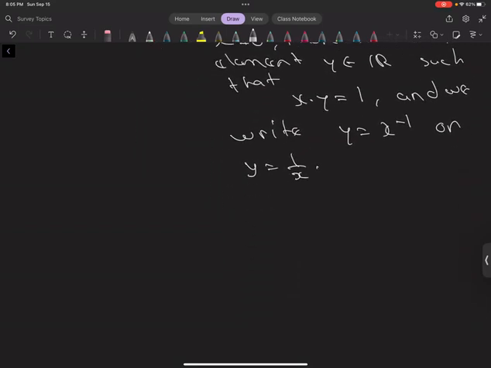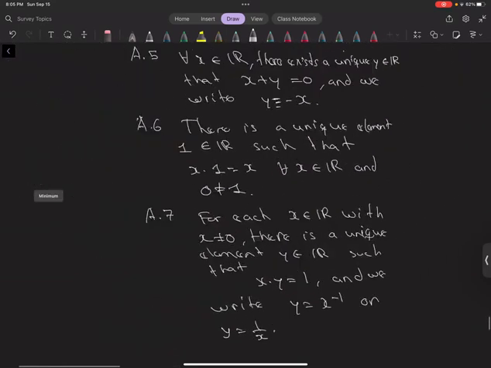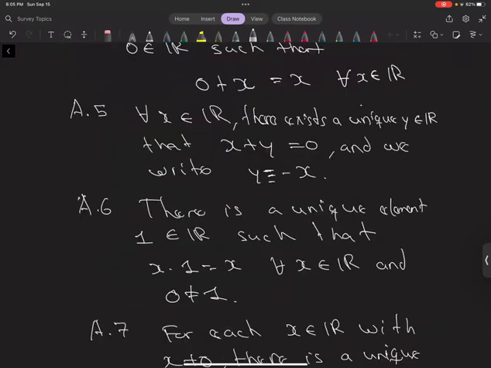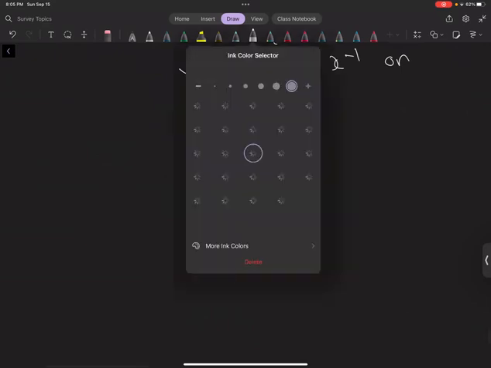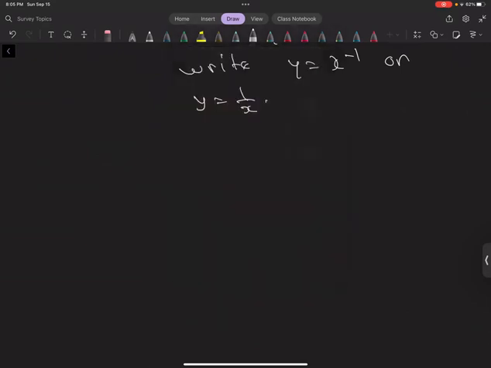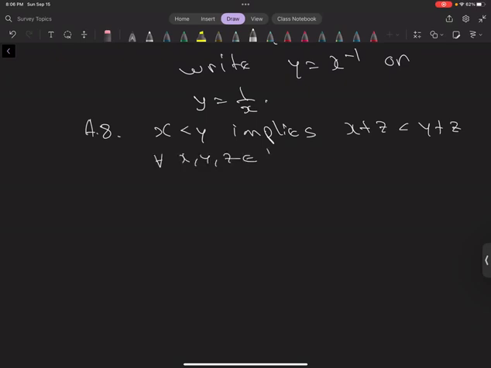Axiom 8. So these are kind of the rules. Whatever is outside of these axioms, any other statement on the real numbers, you have to prove it. These are basically our laws. Axiom 8: if x is less than y, this implies x plus c is less or equal than y plus c, for x, y, c real numbers. So if you have an inequality and you add the same number on both sides, it stays the same. And now this is transitivity for real numbers.